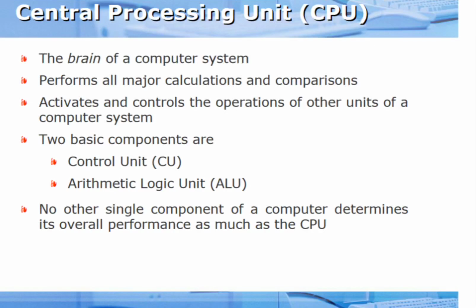Central Processing Unit, CPU. Selects and interprets program instructions and is the brain of a computer system. Performs all major calculations and comparisons. Activates and controls the operations of other units of a computer system. Two basic components are Control Unit, CU, and Arithmetic Logic Unit, ALU. No other single component of a computer determines its overall performance as much as the CPU.